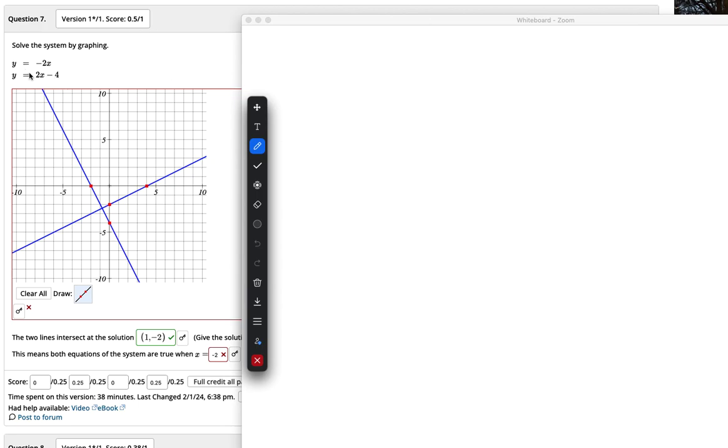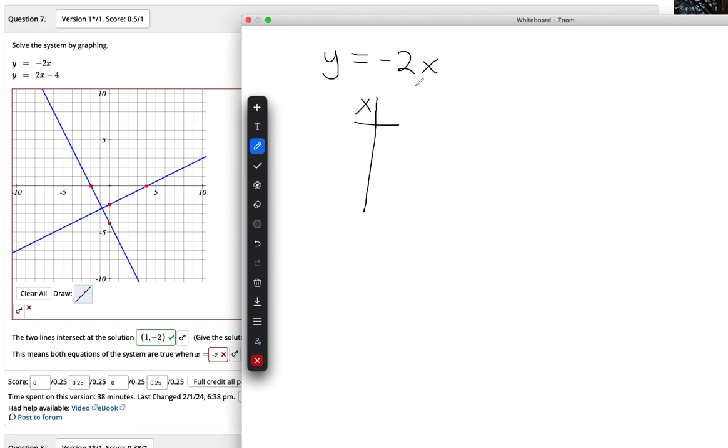Hey, Tamika, so let's take a look. There's a couple of ways we can do this, and I think for this first one, y equals negative 2x, I'm just going to make a table. And the reason is, this one's almost too easy. It's hard because it doesn't have that intercept on it, which makes it a little harder to locate.